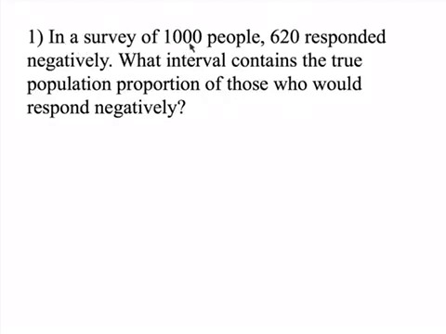In a survey of 1,000 people, 620 responded negatively. What interval contains the true population of those who would respond negatively? So the first thing we want to do is find the likelihood of those who responded negatively. Likelihood is probability, which we're going to change to a percent. So the likelihood is going to be, we have 620 that said negatively out of 1,000.